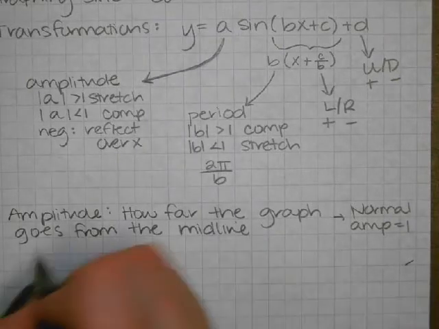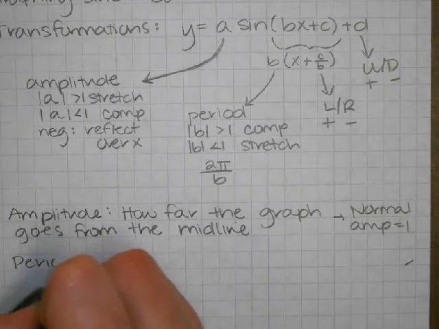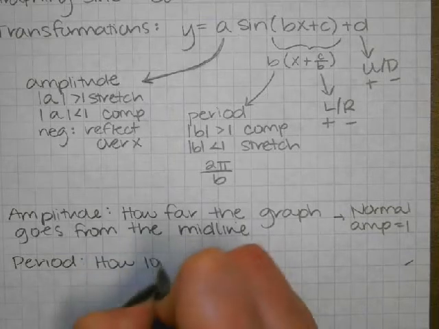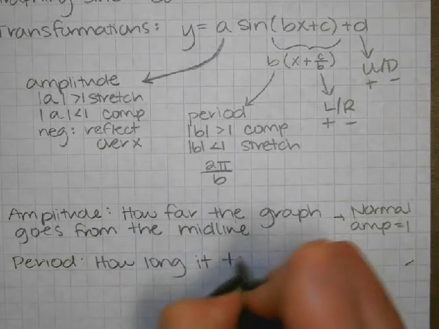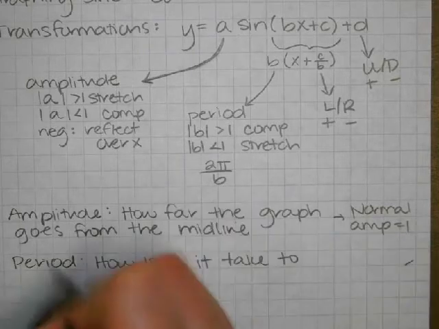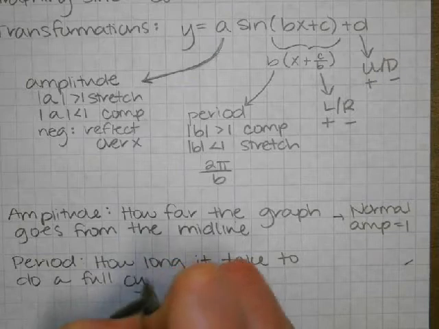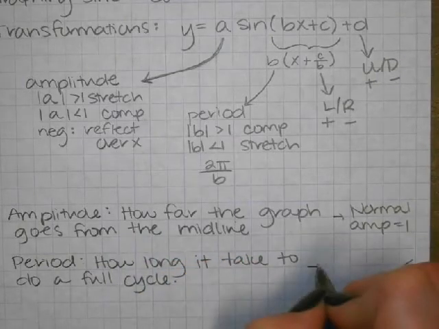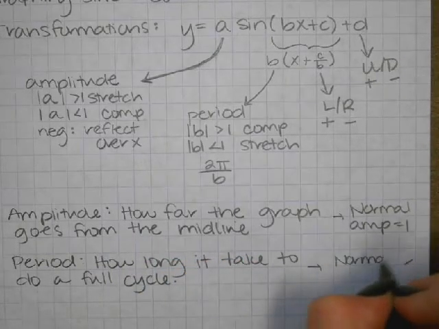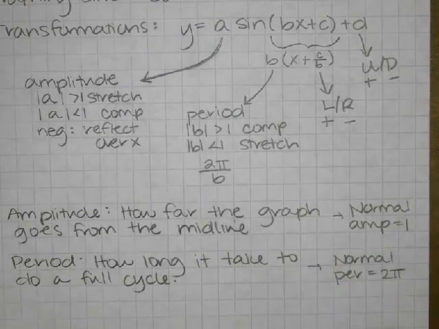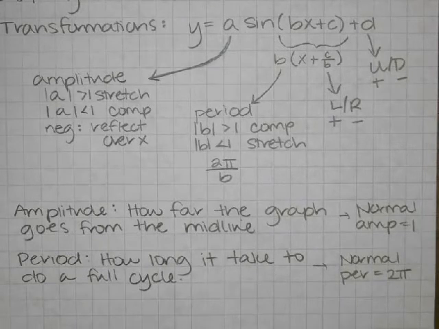Okay, the period of the graph, like I said, is how long it takes to do a full cycle. And so a normal period for the graph is 2 pi. And that's because that's how big a circle is. So that's how much it takes you to go around the unit circle. Okay.